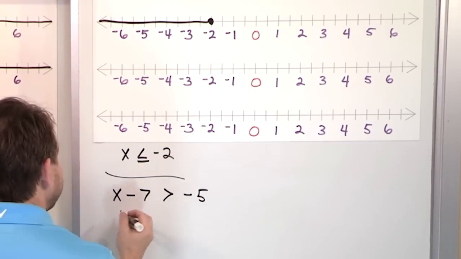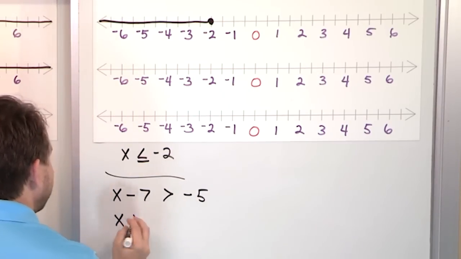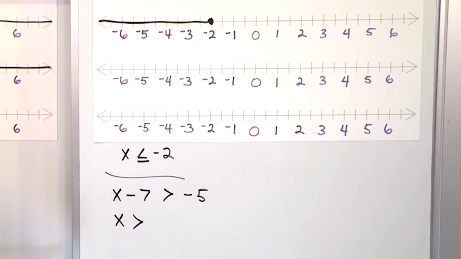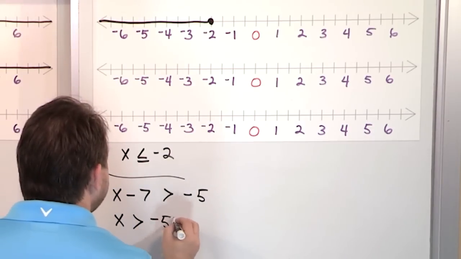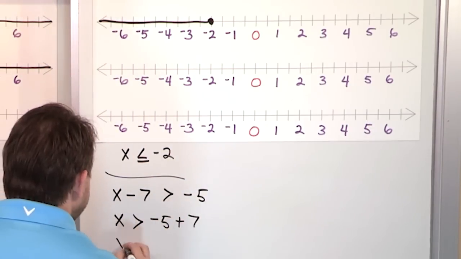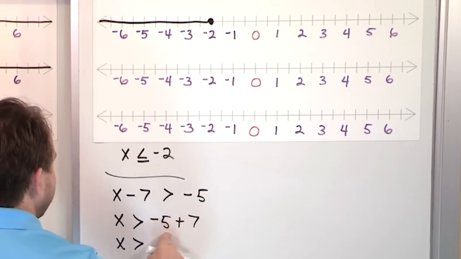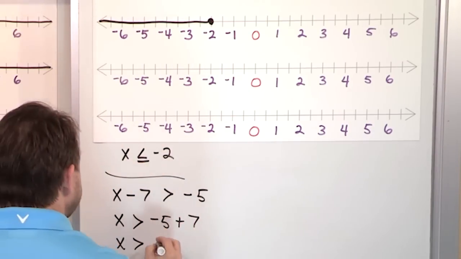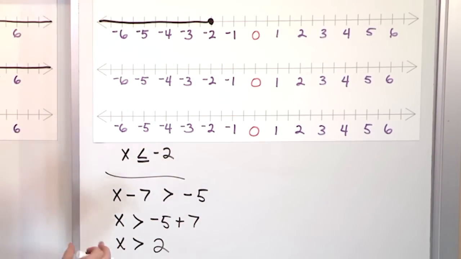So what you get when you add 7 to the left is just x by itself, because 7 and negative 7 add to 0. On the right, you'll have negative 5, and you have to add the 7 to it. So what do you get on the right-hand side? X is greater than... what do you get when you add these? You subtract them, and the sign goes with the bigger one. You'll get a 2. So this is not saying that x is equal to 2. This is saying that x is a range of values bigger than 2.